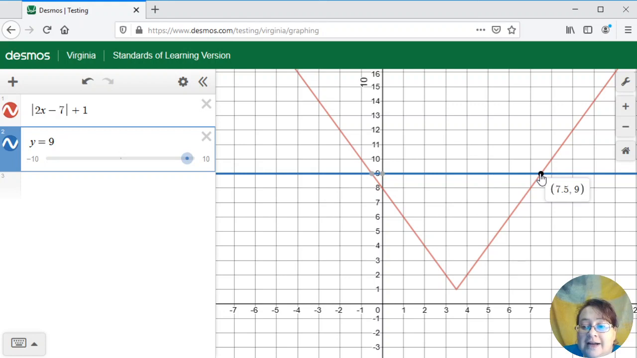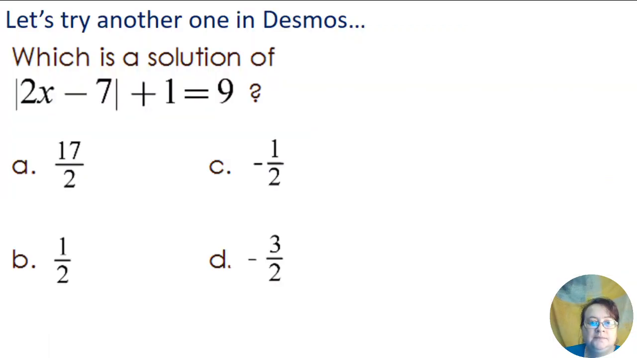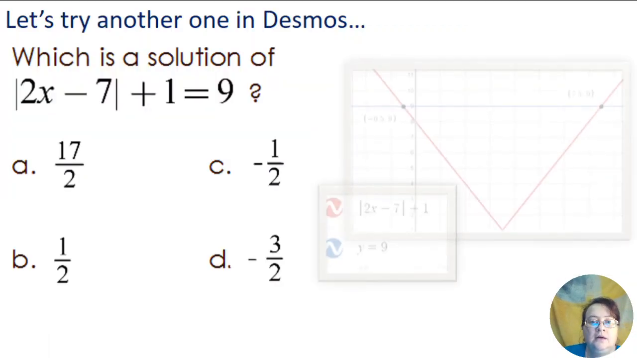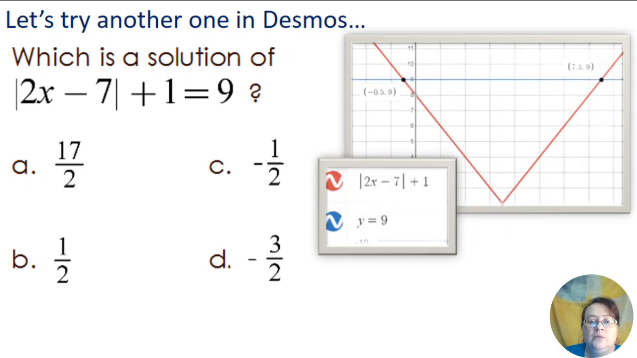On the far right, I've got 7.5. On the left, I've got negative 0.5. So let's go back to our problem and take a look. So when we graphed it, we got two possible answers, negative 0.5 and 7.5. Now, those don't quite match up.